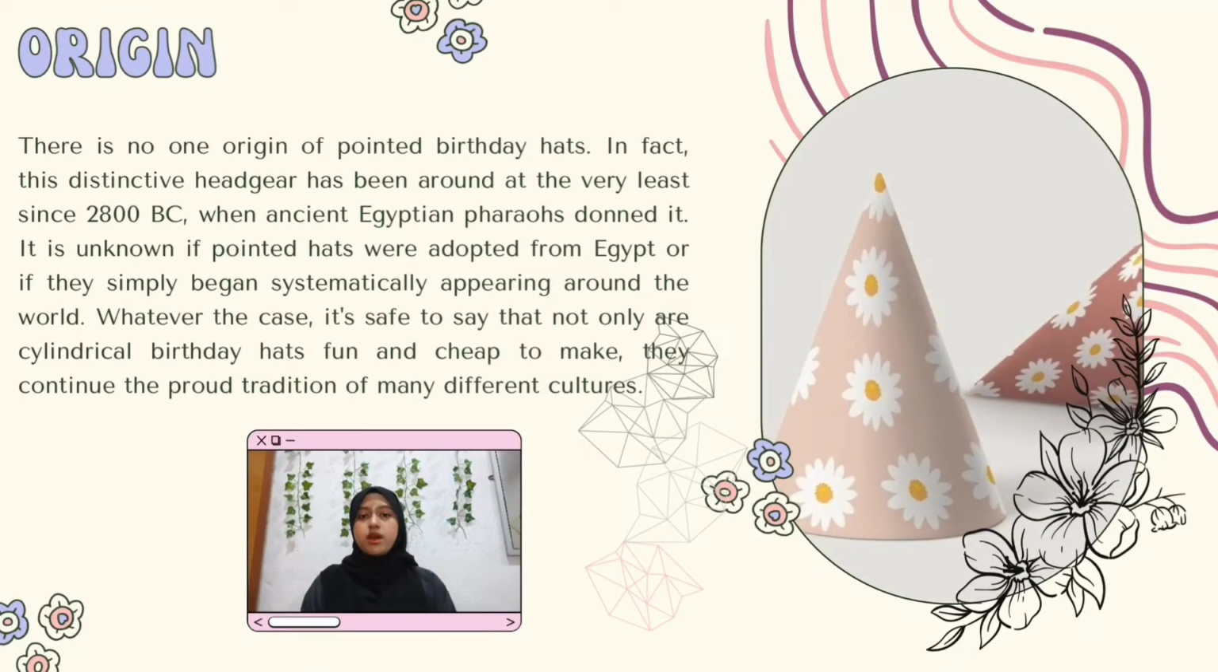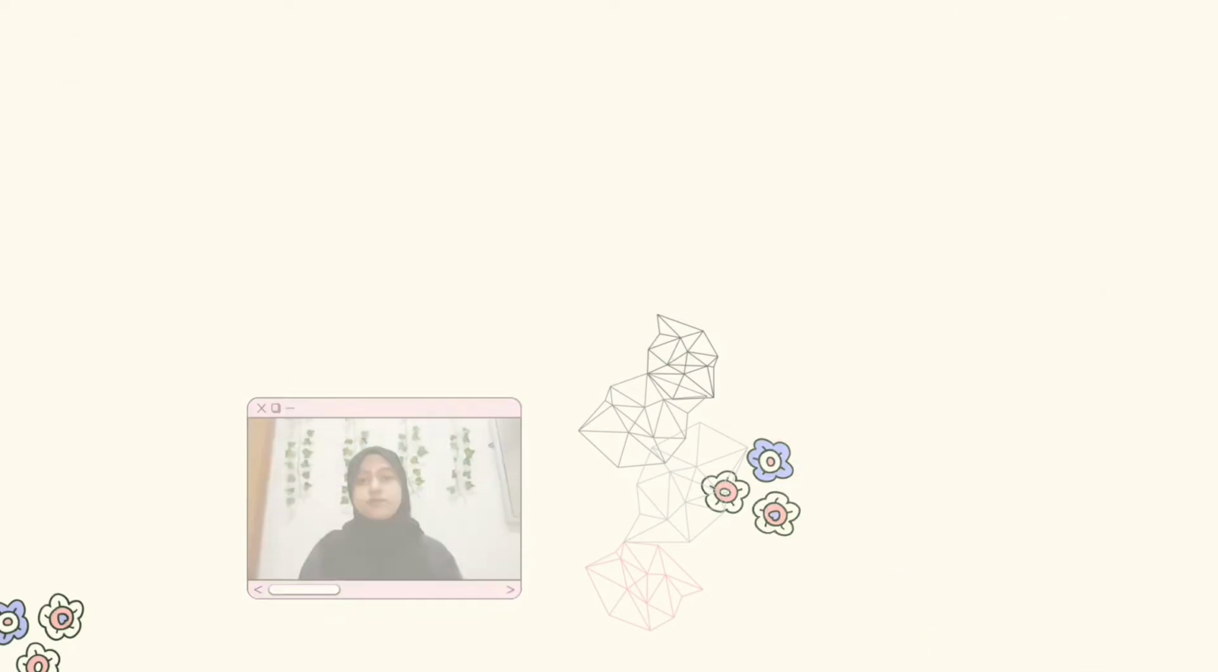The origin of party hat. There is no one origin of pointed birthday hats. In fact, this distinctive headgear has been around at the very least since 2800 BC, when ancient Egyptian pharaohs donned it. It is unknown if pointed hats were adapted from Egypt or if they simply began systematically appearing around the world. Whatever the case, it is safe to say that not only are conical birthday hats fun and cheap to make, they continue the proud tradition of many different cultures.